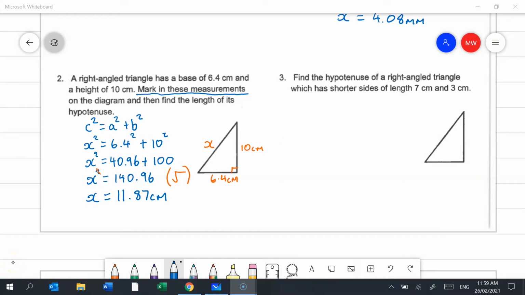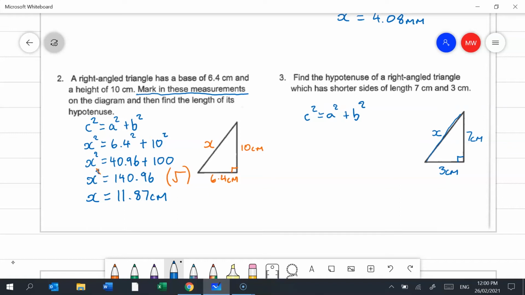Question 3 is asking us to find the hypotenuse. So we know we're looking for this side, the longest side, and it says that it has shorter sides of lengths 7 centimeters and 3 centimeters. So because we're looking for the longest side, the hypotenuse, we're going to use c squared equals a squared plus b squared. I've chosen to use an x for the hypotenuse, but you can keep it as c or h, whatever letter you like.